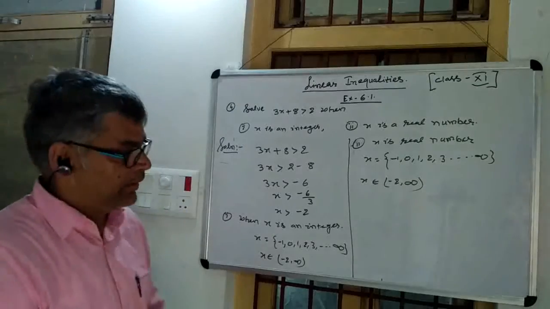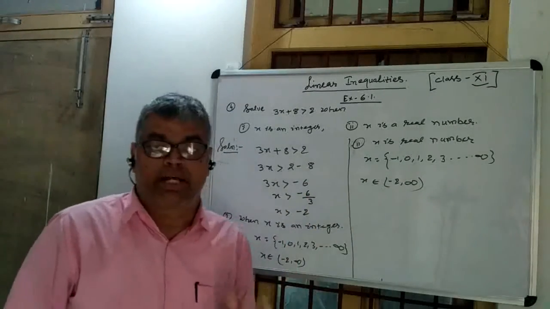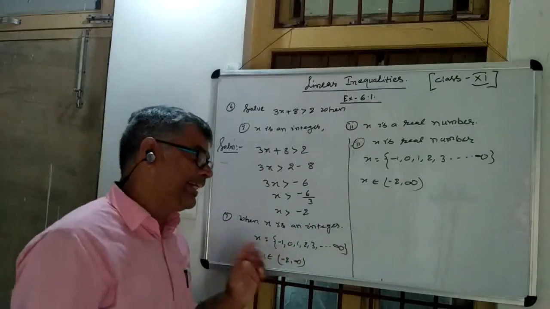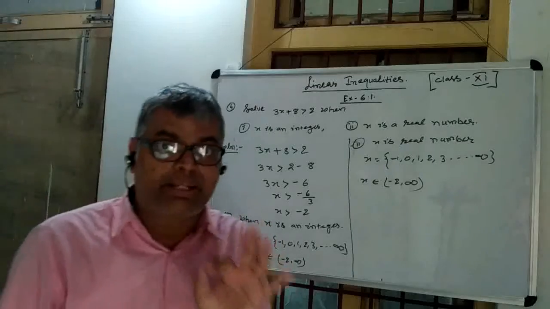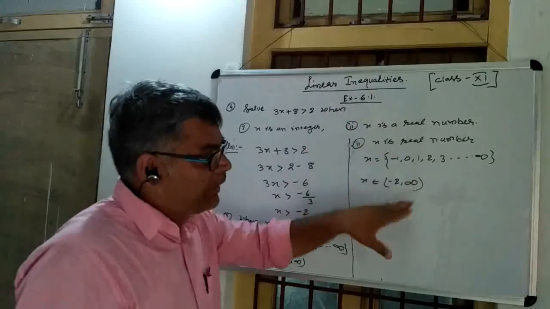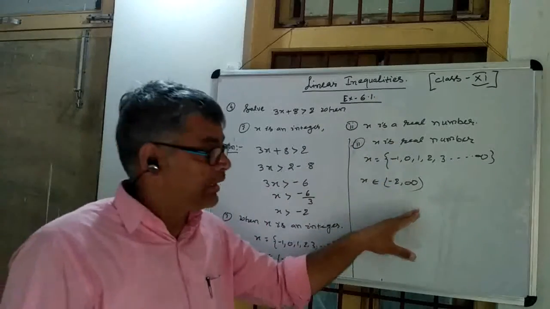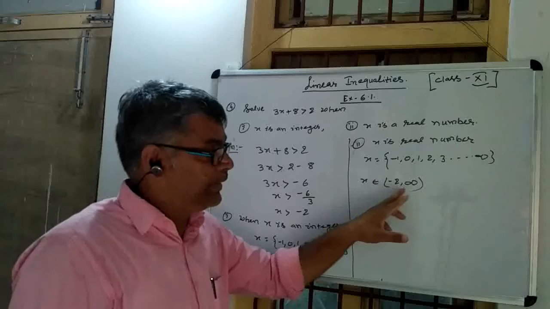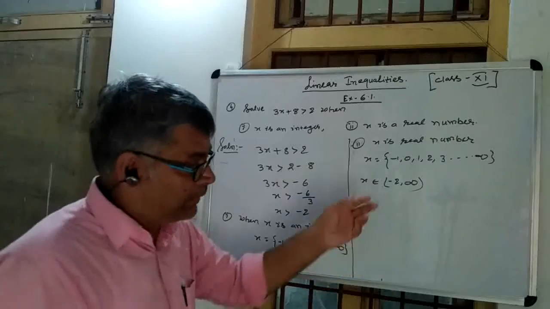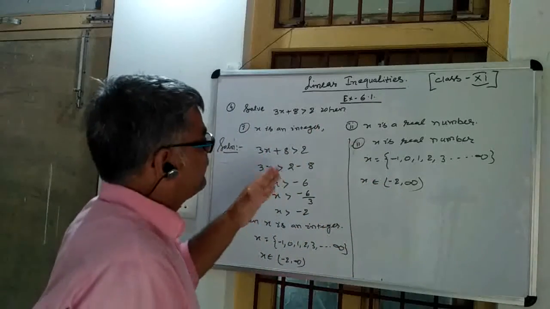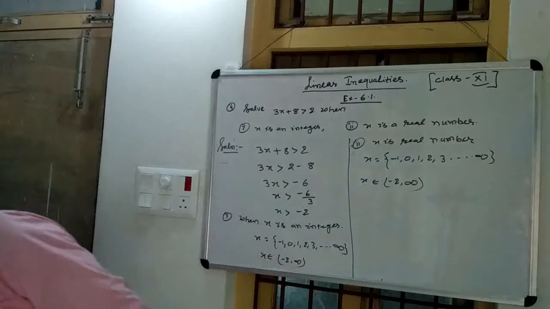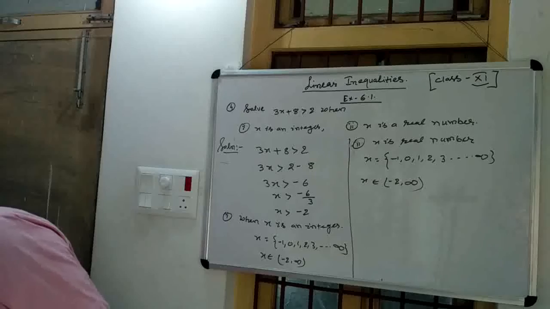Now there is a question: in the case of integers and real numbers, is the solution the same? No, it is not the same, because integers do not contain decimal numbers or fractions. But in the case of real numbers, all decimal numbers or fractions are also included in between them. It means from minus 2 to infinity, all decimal numbers are also solutions of this inequality. So in this way, you will have to solve these questions.